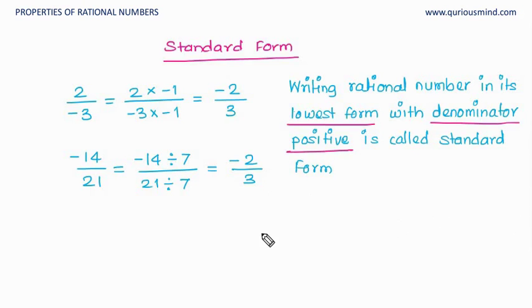We'll take just one example here. Let's say I have a rational number 5 upon minus 10. What I'm going to do is first I'm going to do the lowest form. The lowest form for this is 1 upon minus 2. And then I'm going to shift the negative sign up, and it becomes minus 1 upon 2. And hence minus 1 upon 2 is called the standard form of rational number 5 upon minus 10.